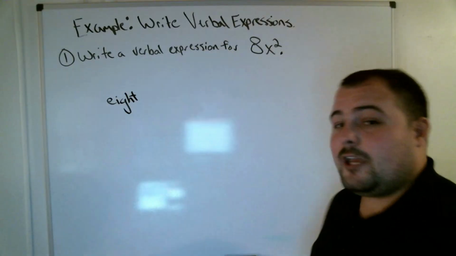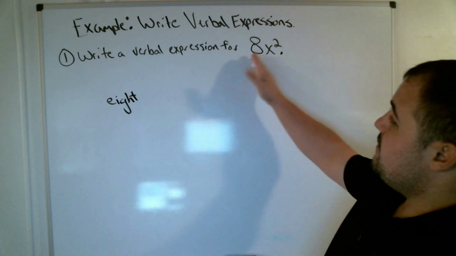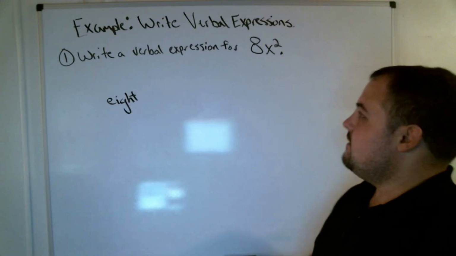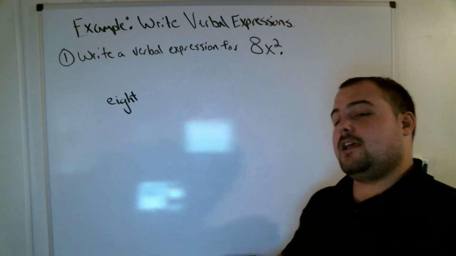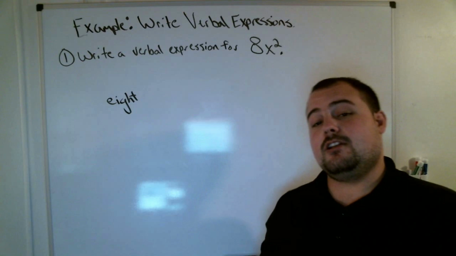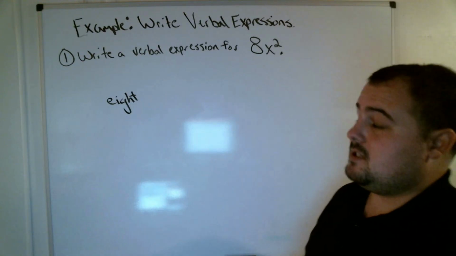But then the next thing we have to ask ourselves is, a number is next to a variable. It can't just be 8x. What is the 8 doing to the x? And in mathematics, last year we learned that a number next to a variable actually means that it's multiplying.